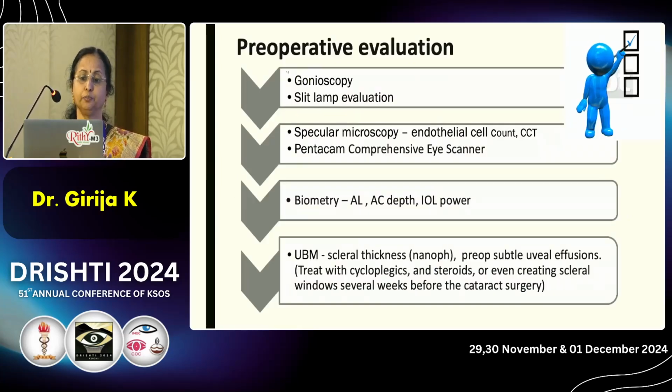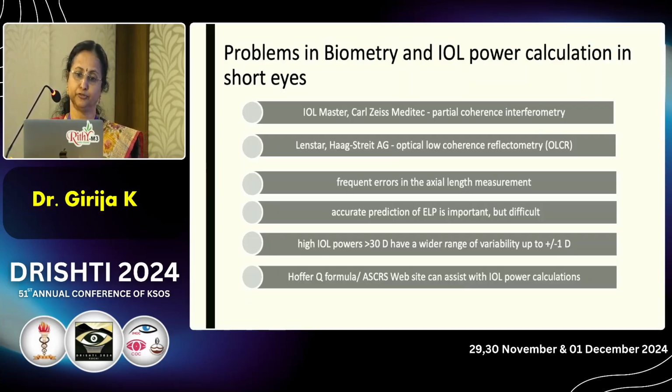Always do a thorough preoperative evaluation. That's very important. Do a proper gonioscopy and see whether the angle has opened or not. Otherwise, take the necessary precautions. A thorough slit lamp evaluation is required, and do a specular microscopy. Biometry is very important here, and you have to take the axial length, AC depth, and IOL power. And UBM also can aid in diagnosing nanophthalmos if the axial length is less than 21. And if you detect subtle uveal effusions preoperatively in UBM, you can treat them before cataract surgery.